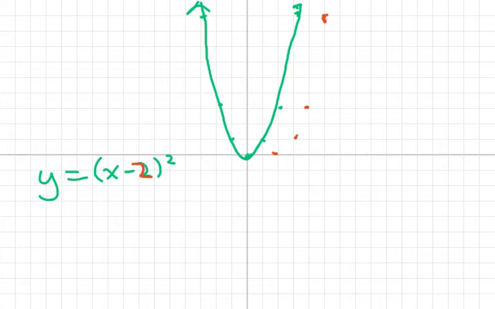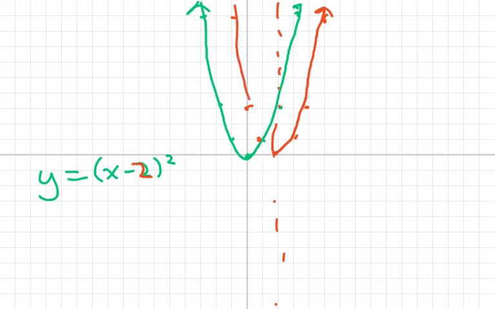Okay, so that's your right side. Here is your axis of symmetry on this. And what I'm going to do is just make it symmetric. So I'm going to go over 1 here, over 2 here, and from here I'm going over 3. And I'm going to draw this side. Okay? So that would be a horizontal shift to the right.